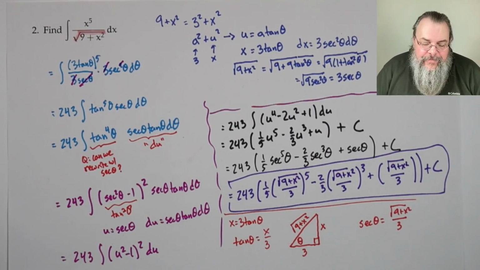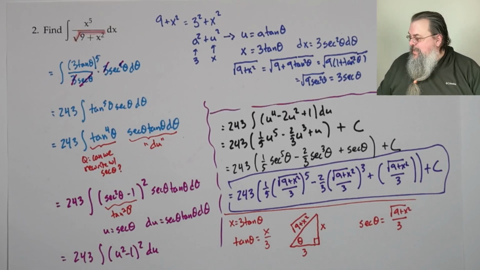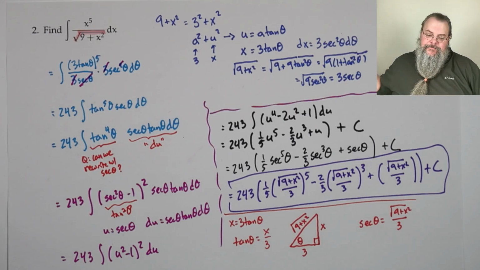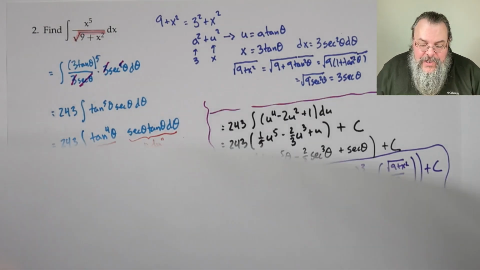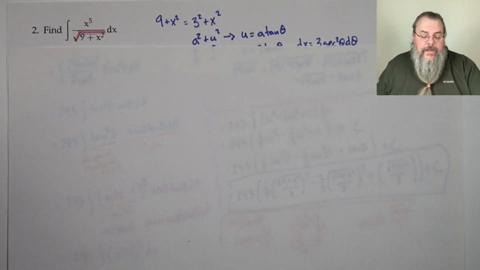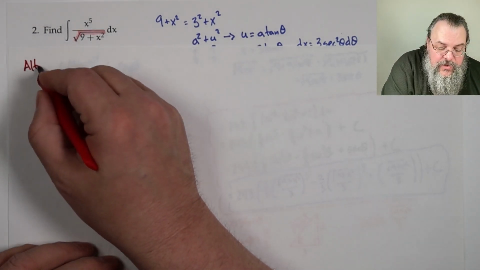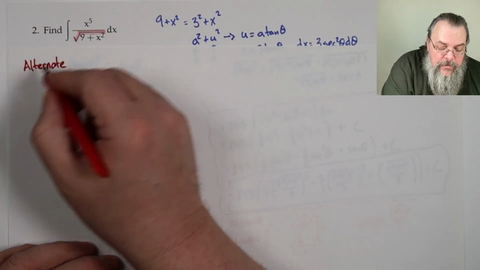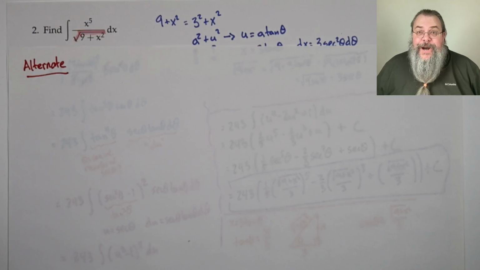Good job, us. But before we leave, I would be remiss if I didn't point out we could have done things in a different way, right? So let's suppose we try this alternate approach. All right, so here's an alternate solution. And let's say we didn't know about trig substitution. I know. Do you really want to live in a world without trig substitution? I don't know if I do. But let's pretend we forgot about it.